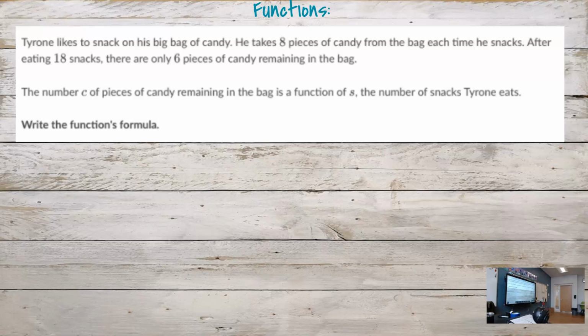Every time Tyrone snacks, he eats 8 pieces of candy. So one, I know, right? One snack time is 8 pieces of candy, right? So after eating 18 snacks, not 18 pieces of candy, 18 snacks, there are 6 pieces of candy remaining in the bag. How could I use this information to determine what the initial amount was?